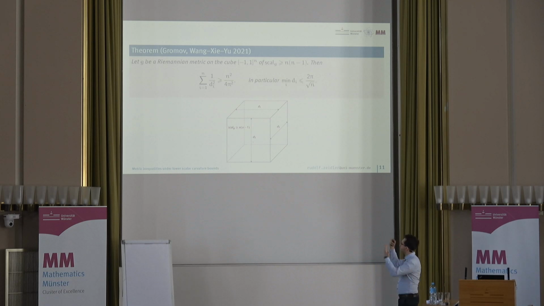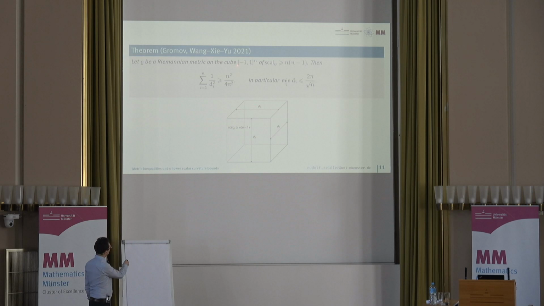And then you get an unconditional type of estimate which looks as follows. You start with a Riemannian metric on the cube. This is an n-dimensional cube, and the scalar curvature should be bounded below by n times n minus 1, our favorite constant. And then the conclusion is that this quantity, which is the inverse of the square of certain distances, is bounded below by a certain particular constant. Now, what are these distances? These distances are just the distances between opposite faces of the cube, but you measure them with respect to the Riemannian metric g that you're given.